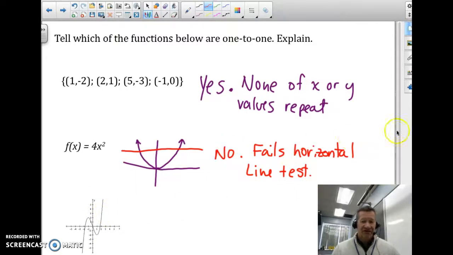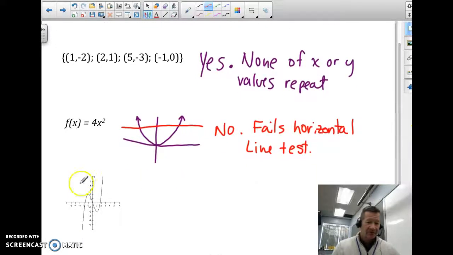Now the last graph, well, they just give you the actual graph. We can see here this would pass a vertical line test, but again, it does not pass a horizontal line test. We can see that a horizontal line here is crossing the graph in 3 different places, meaning that all 3 of these points have the same y value. So once again, no, this graph would fail a horizontal line test.